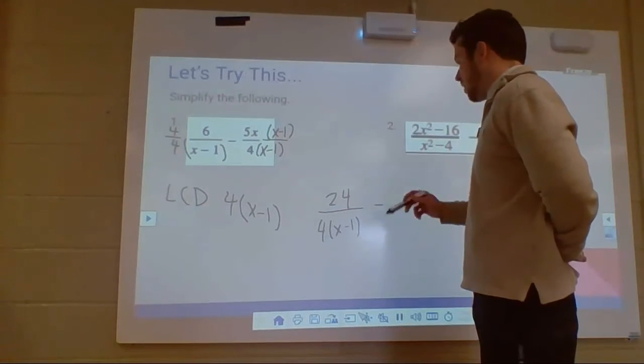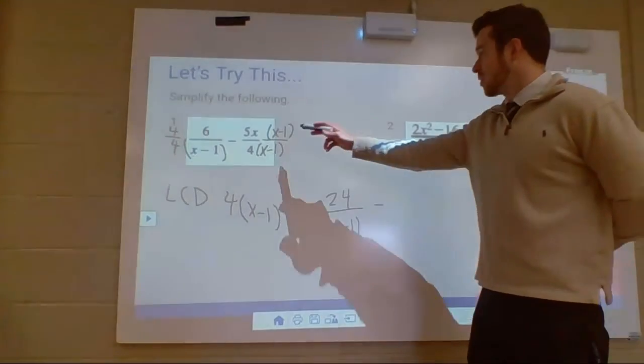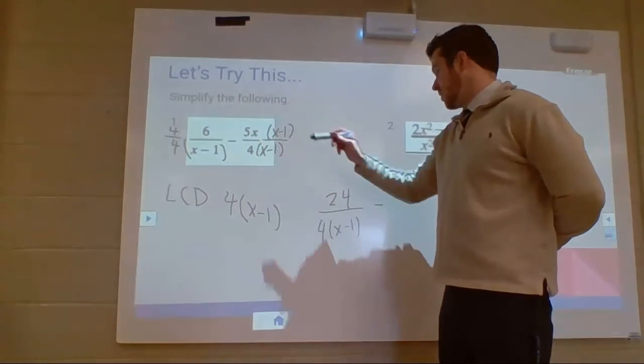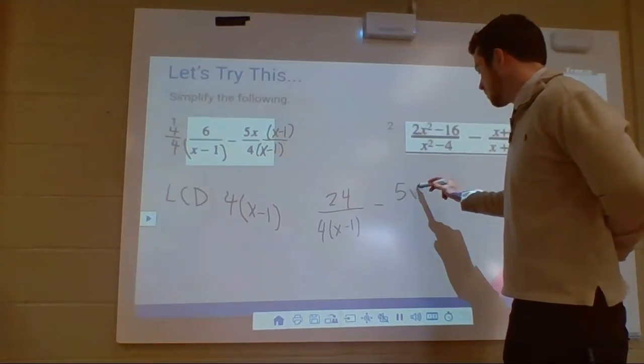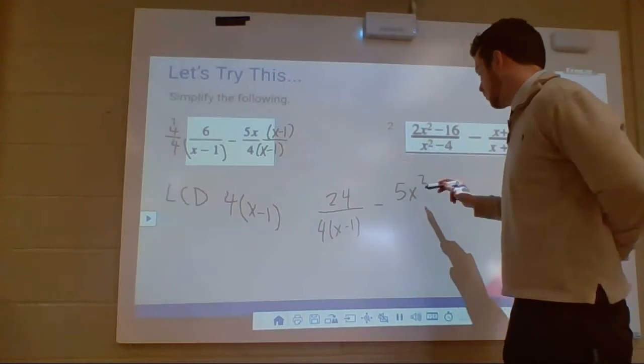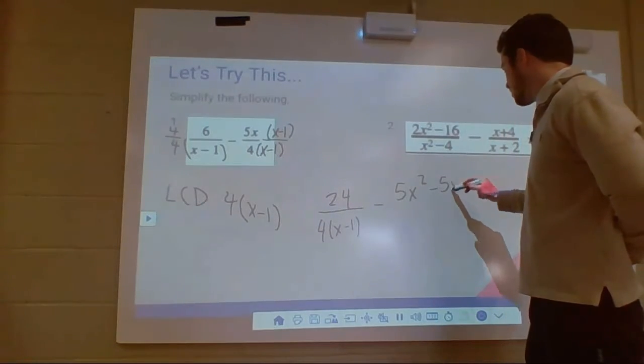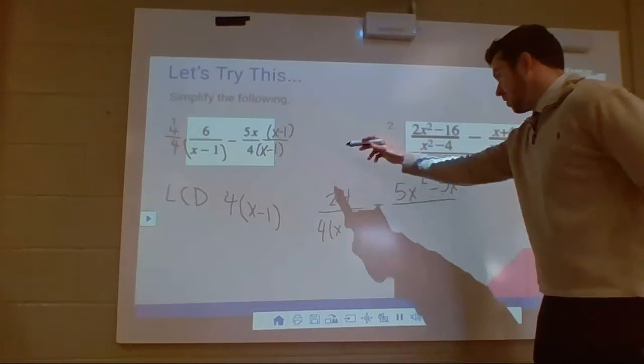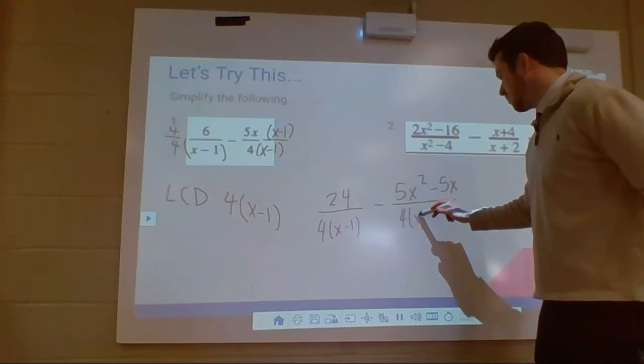So now I'm just going to put minus. And then we're going to say 5x times x is 5x squared. And then 5x times negative 1 is negative 5x. And then I'm going to write that common denominator, 4 times x minus 1.